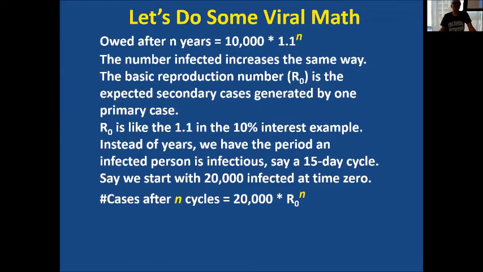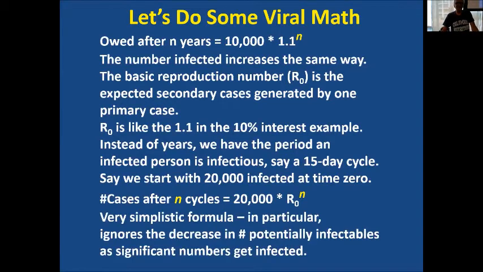It's just 20,000 times R naught to the n. This is a simplistic formula. So we're going to talk a little bit about how to make it a little better, and that also makes it more realistic. And we'll talk about waves at some point. In particular, it ignores the decrease in the number who can potentially be infected.